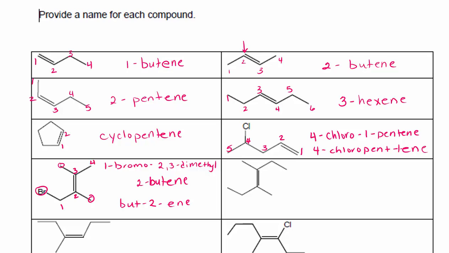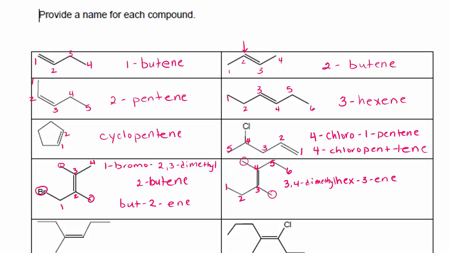butene as well. For this one, longest carbon chain that contains the functional group, decreasing the numbers of the functional groups and substituents. So here we have a hex 3-ene. That's one way to write it. And then we have our 2 substituents here. So this is 3,4-dimethyl.